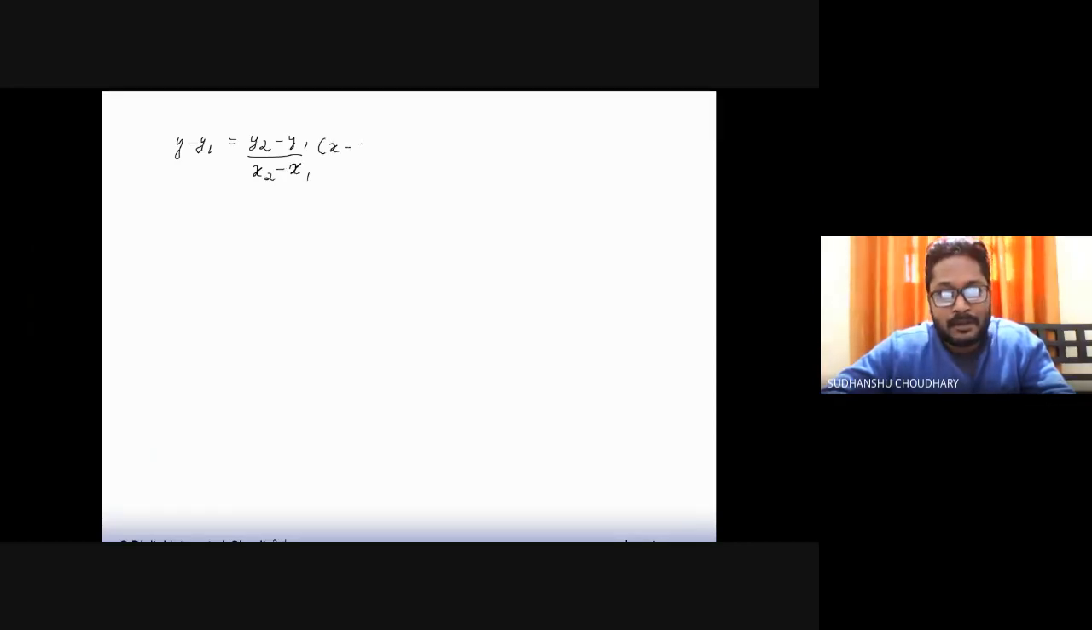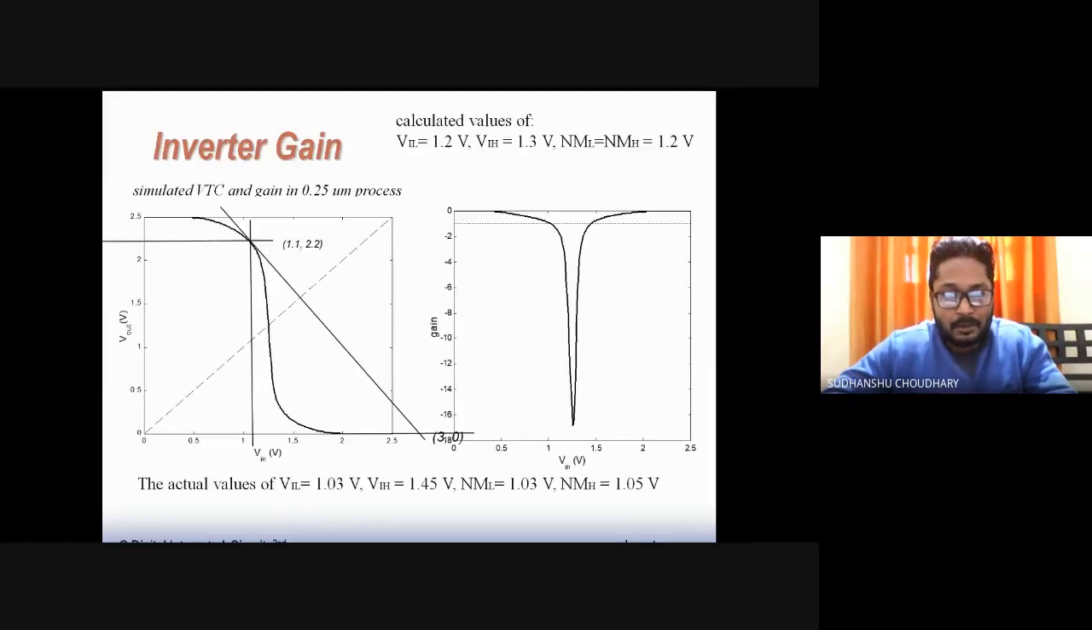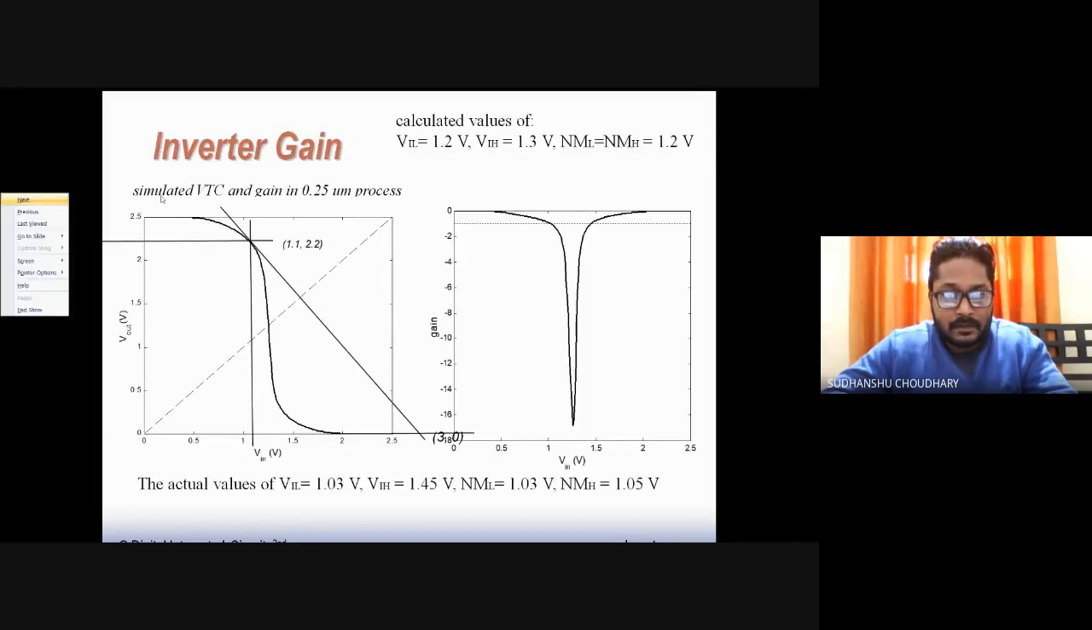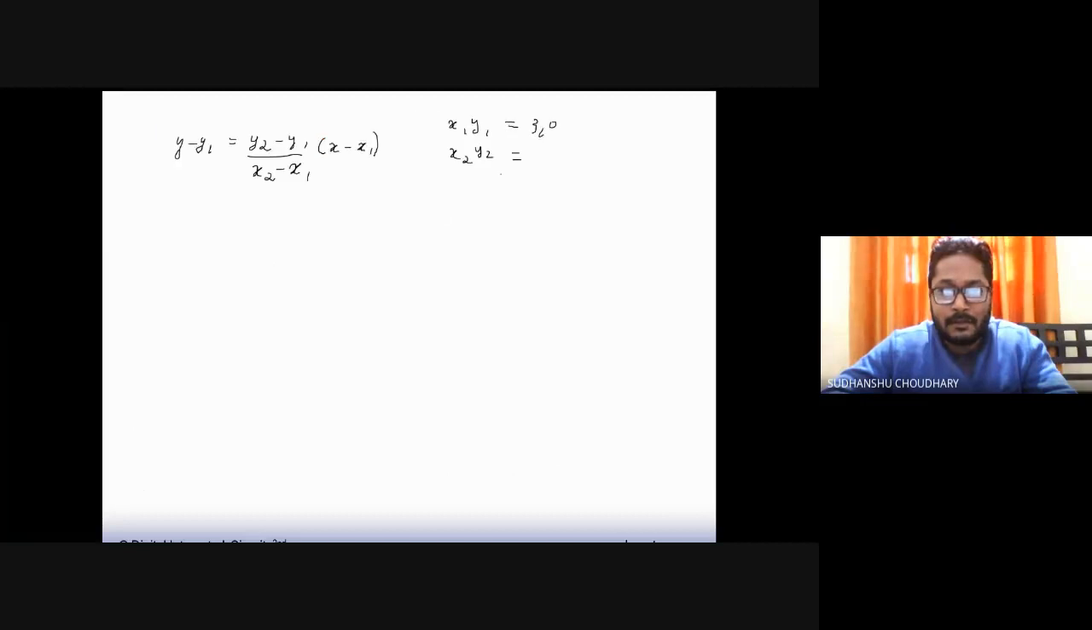If you remember class 10th mathematics, we used to use this equation to write the equation of a straight line passing through 2 points. Okay, so x1 y1 is known to us. Let us say x1 y1 is 3 0, and similarly my x2 y2 is 1.1 and 2.2, right? So let me write 1.1 and 2.2. So these are x2, y2.